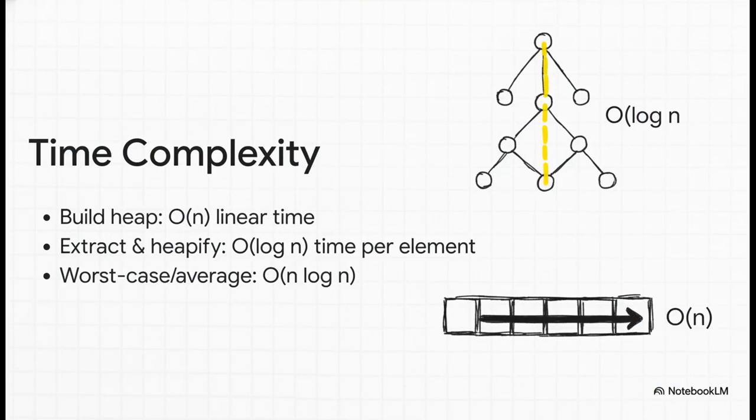Because our heapify algorithm only ever travels straight down the height of the tree, which is logarithmic, it guarantees a highly favorable worst-case runtime. Actually building the initial heap is an O of n, linear operation. Then each extraction and subsequent sift down only takes O of log n time. Think about it. It never scans the whole array during the sort, it just walks down the tree's height. Doing that n times gives us a rock-solid, predictable worst case and average runtime of O of n log n.